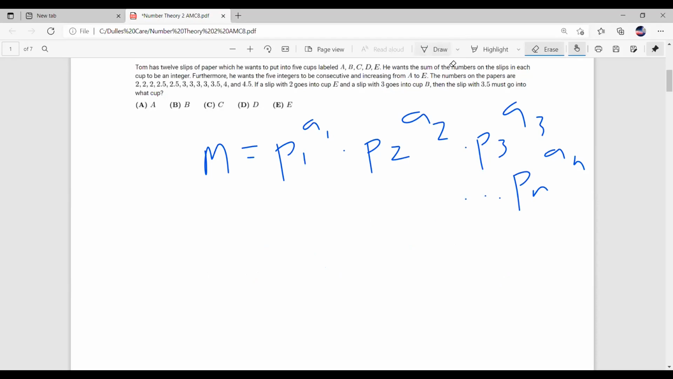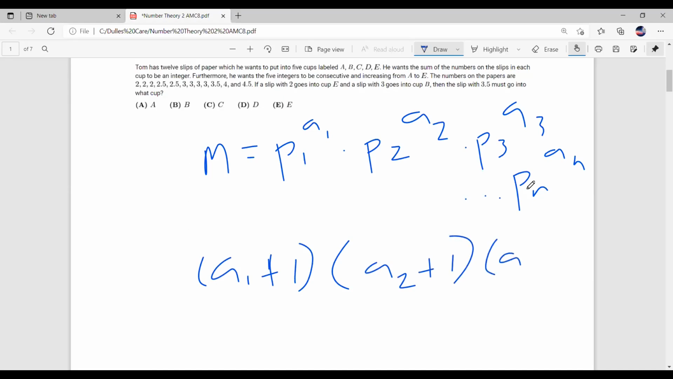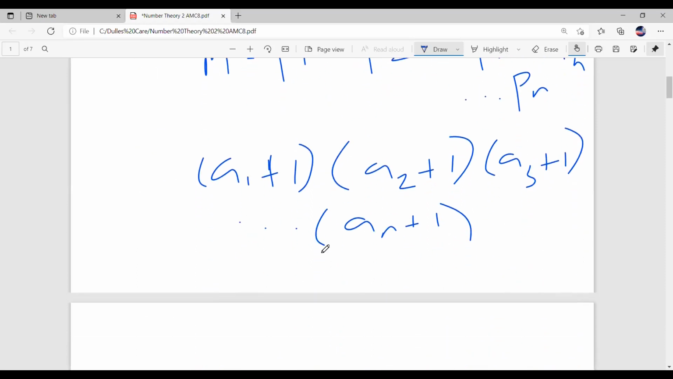So if we can write it like that, how many factors are there of m? That would be a1 plus 1 times a2 plus 1 times a3 plus 1, and so on, all the way to an plus 1. So that's how you find the number of factors. If we're given that this product is equal to 12, then we want to find different ways of factoring 12.